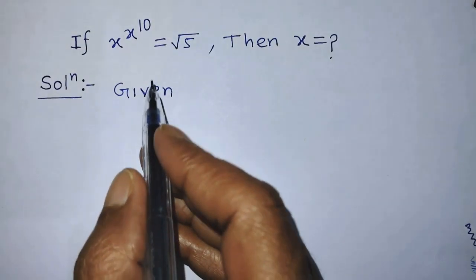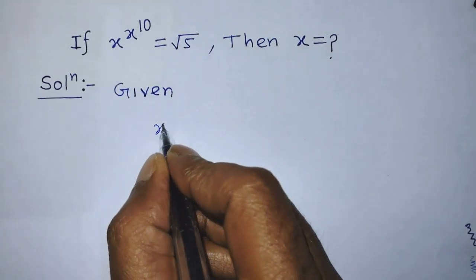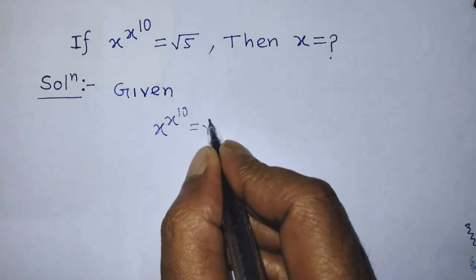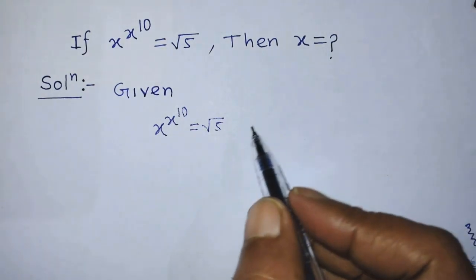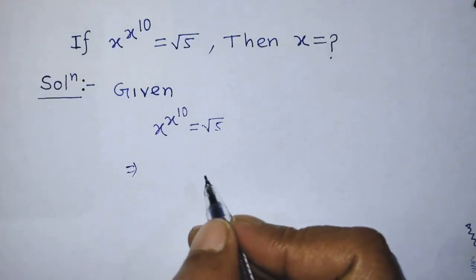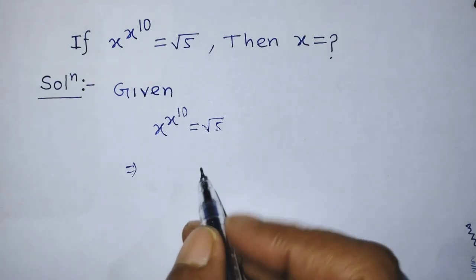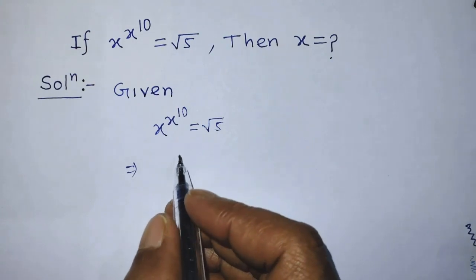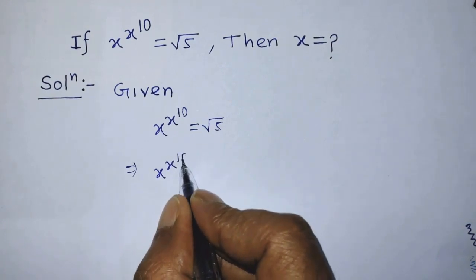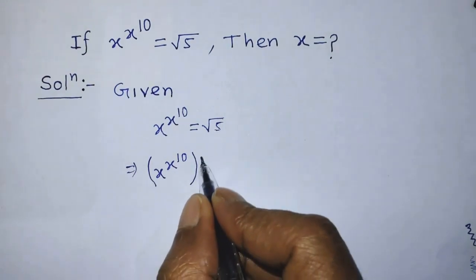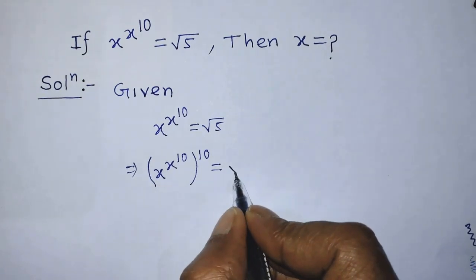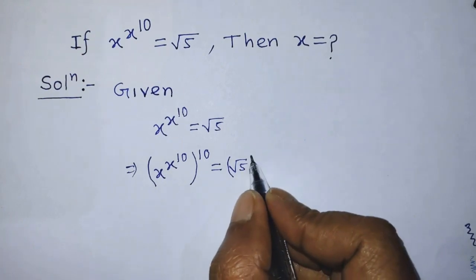So student, our given algebraic equation is x raised to the power x to the power 10 is equal to square root of 5. To find the value of x from this equation, first of all we have to take power 10 on both sides. After taking the power 10 on both sides, you can write on the left hand side x raised to the power x to the power 10, whole to the power 10, is equal to, on the right hand side, square root of 5 whole to the power 10.